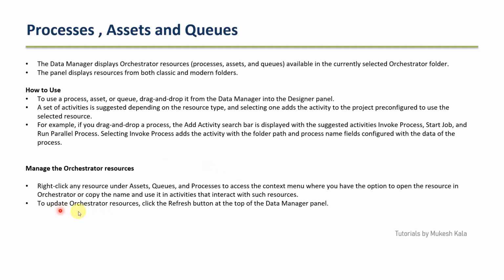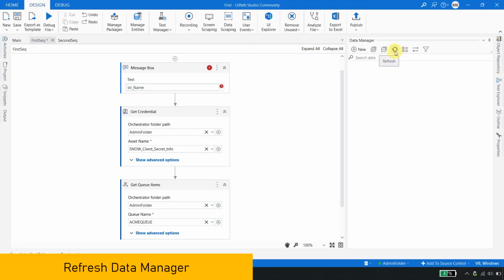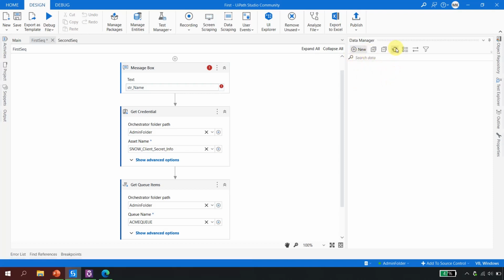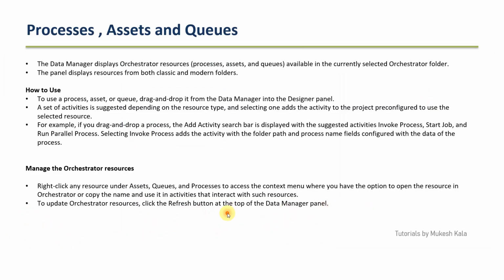There is one other option which is available at the top of the data manager panel, which is called the refresh button. Now what does that mean? Let's say sometime you created an asset in the orchestrator and that asset is not reflecting in the data manager panel. You simply have to click on the refresh button at the top. This is what the refresh button looks like. You simply have to click on this button, and that will refresh the entire resources once again. This is typically useful when you create resources and they are not reflecting here. Okay, so this we have explained with the help of the refresh button.